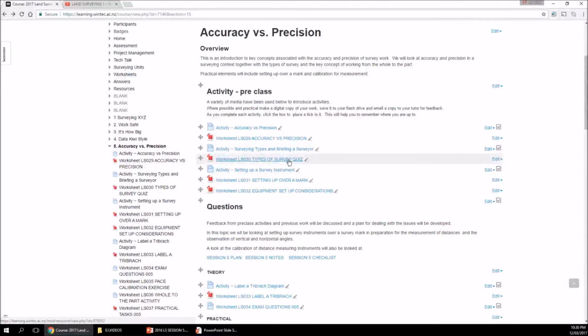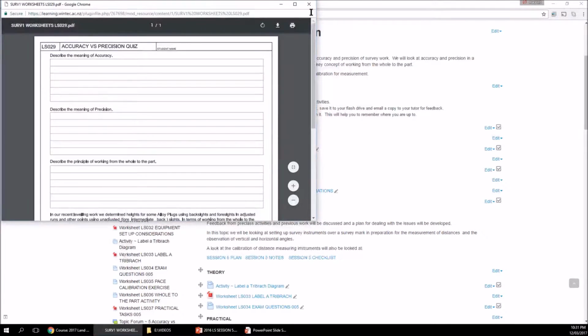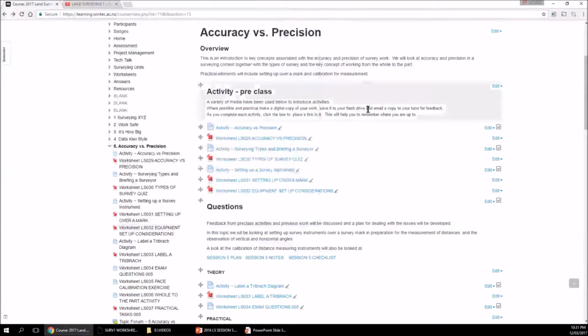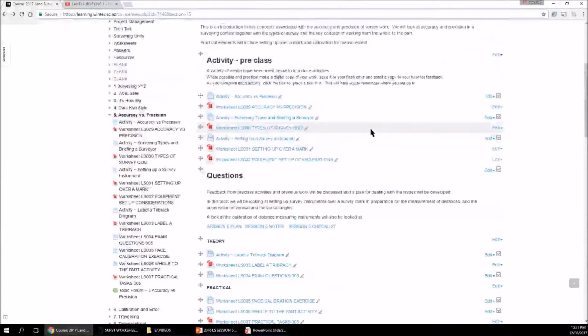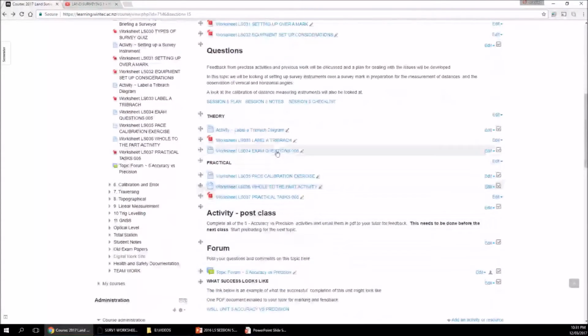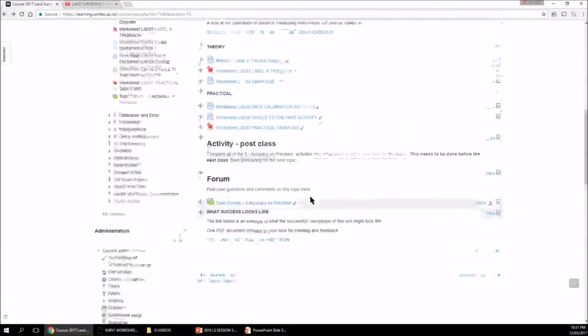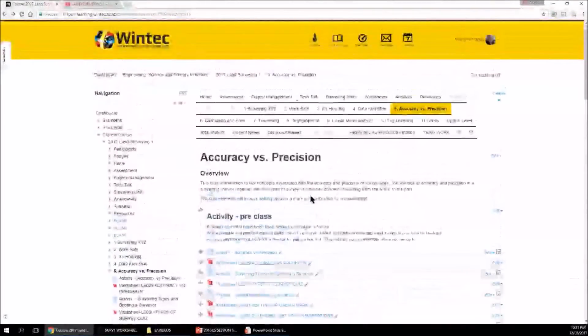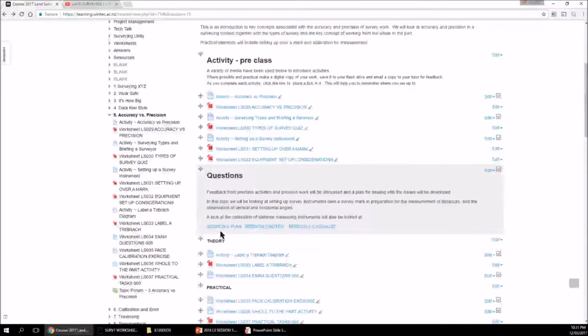Accuracy versus surveying, types of survey, setting up an instrument, setting up over a mark, that sort of thing. Accuracy versus precision, a worksheet here, which talks about that. So yes, that's our accuracy versus precision. Types of survey, again, it's just a matter of following through. Example of a type and your exam questions, and then some pace calibration examples. I've got up in here, as you can see, the session plan, the session notes, and here's the checklist. Work your way through the checklist here.